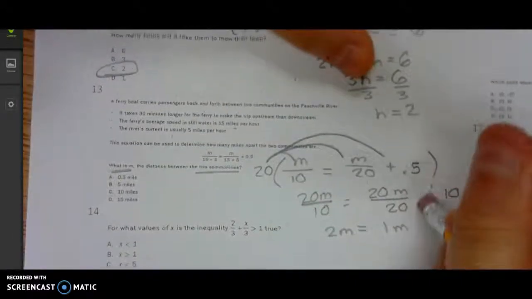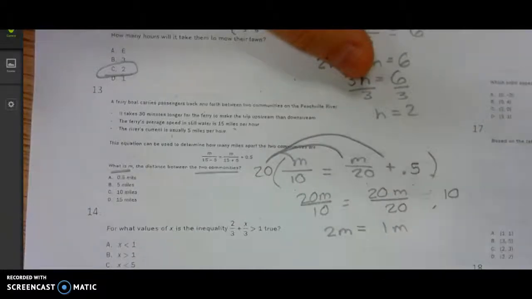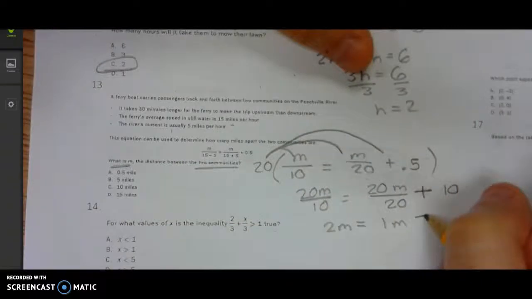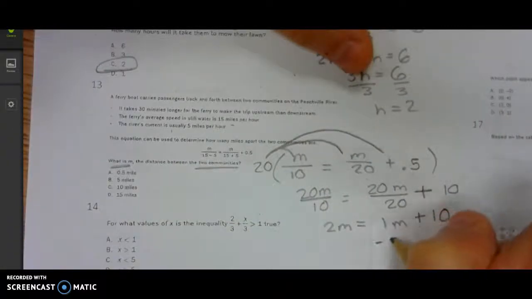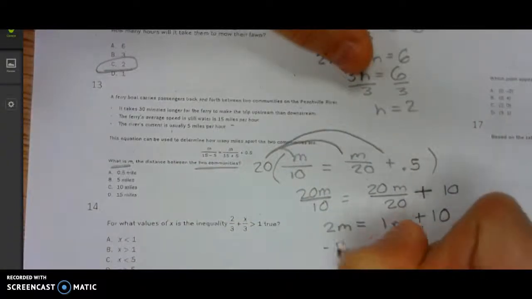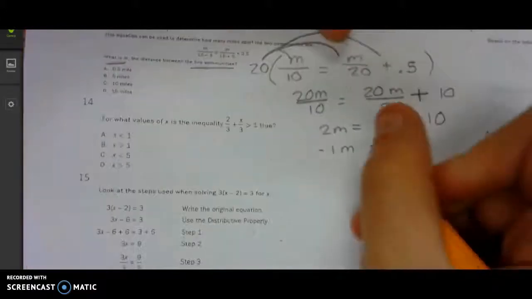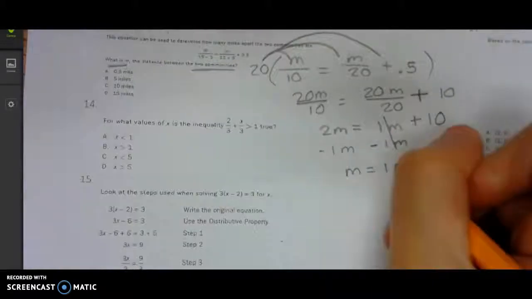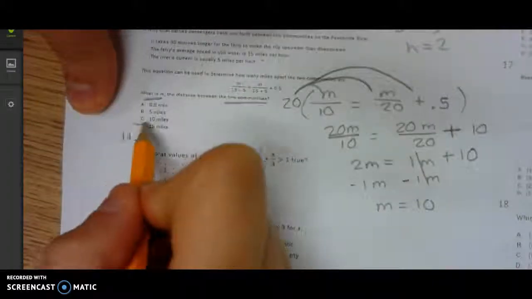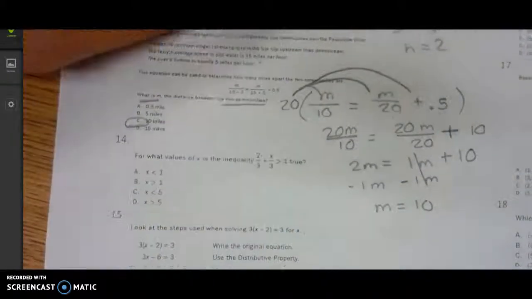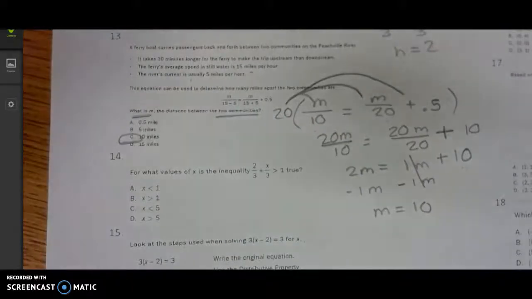Oh, wrote the wrong sign here. There's a plus sign there, so I should have one there. Plus 10, minus m on both sides to get 10 by itself. M is equal to 10, which is C. So they went 10 miles. So 10 miles between the communities.